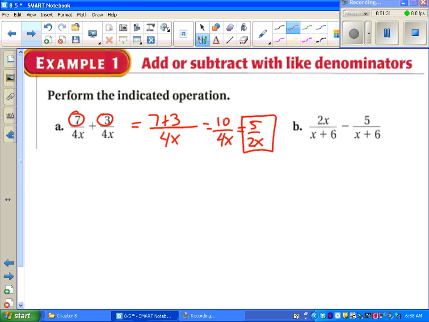I recommend you pause the video right now and try part B on your own. Your common denominator was x plus 6. Top was 2x minus 5. Top and bottom both do not factor, so we can't do anything else. If you try to cancel out those x's, you made a mistake. You can only cancel things out if they factor out. Just like last lesson.